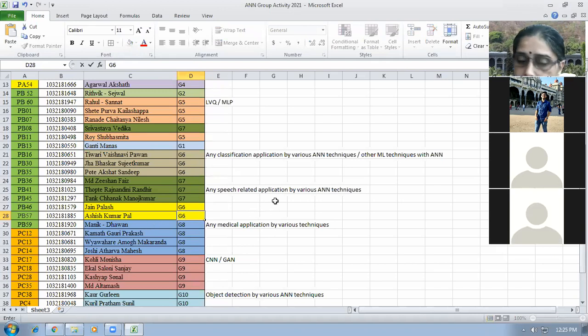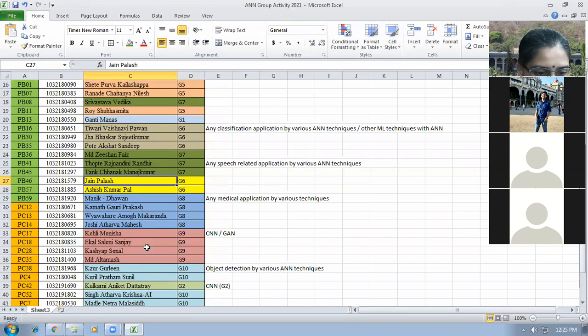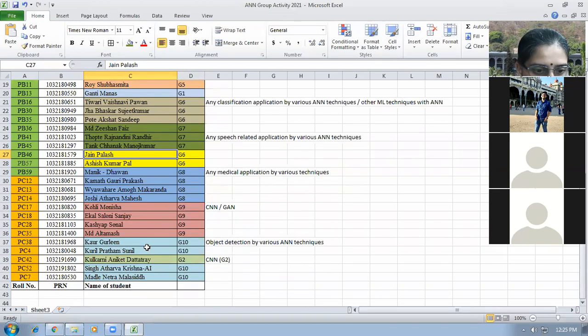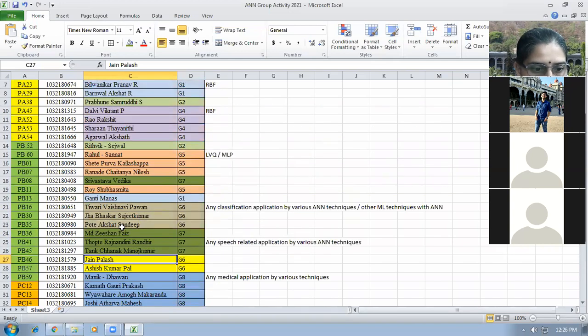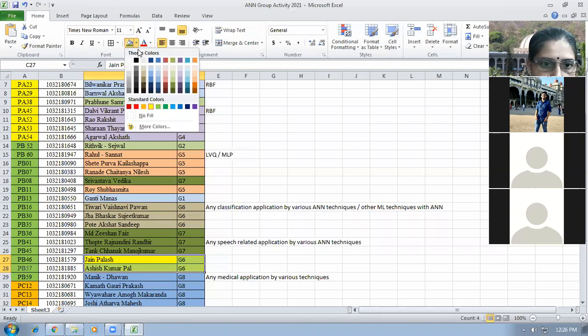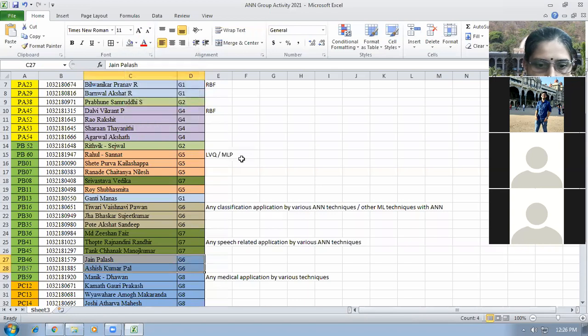Ma'am, Palash is there. I have also created the group with Akshat Pote, Chaitanya Rani and Bhaskar Jha. Where are these students right now? Ma'am, group 6 only. Group 6 only, right? So two of you will be there in group 6. Okay.